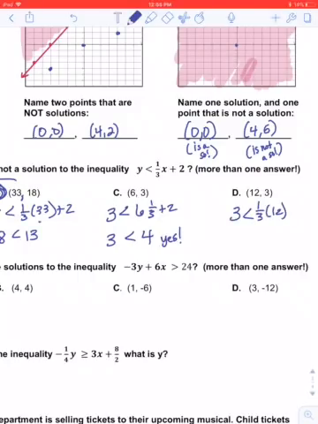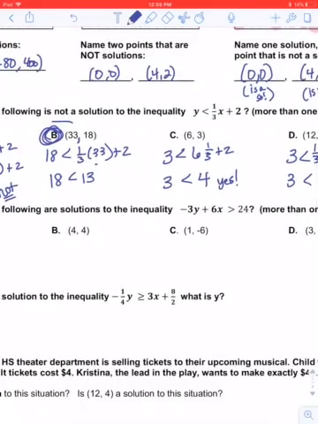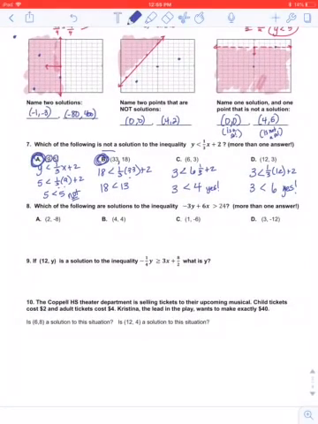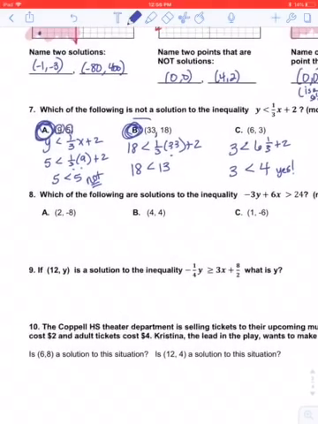Okay, last one. A third of 12 is 4. 4 plus 2 is 6. So again, that is a solution, so it's not my answer. Okay, you'll notice it's the same exact thing for number 8. So if you feel like you got that, try pausing it now and trying it on your own. And then fast forward a little bit to see the answer.